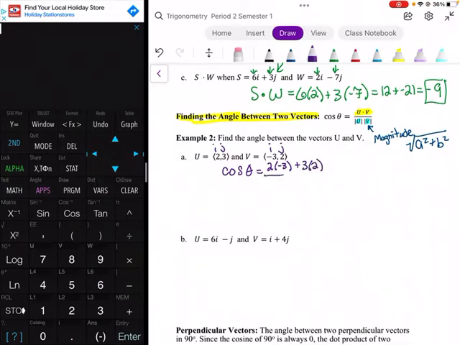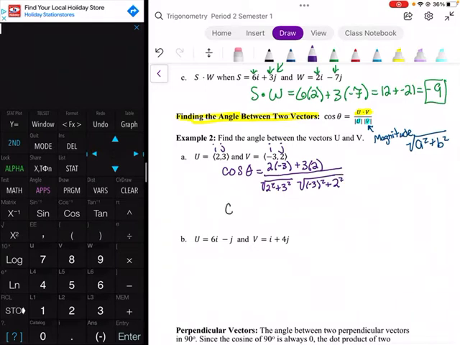And then on the bottom, we're going to find the magnitude of each vector. So remember, the magnitude of u would be 2 squared plus 3 squared, all under the square root sign. And the magnitude of v would be negative 3 squared plus 2 squared, and we're taking the square root of that.